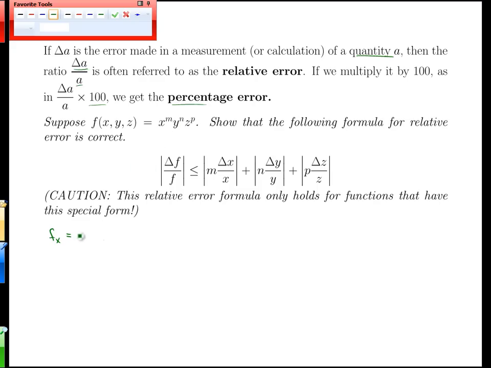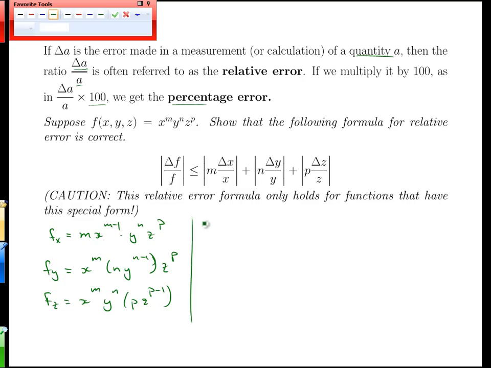We'd find the partial derivatives: m x to the m minus 1, y to the n, z to the p. The y derivative would be the x stays the same, the y gets brought down and reduced by 1 in power, and the z stays the same. The z derivative, x and y are constants, and we bring down the p power to get p minus 1. Those would be our three derivatives.